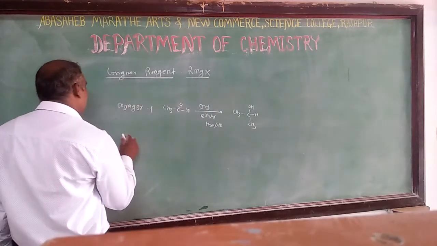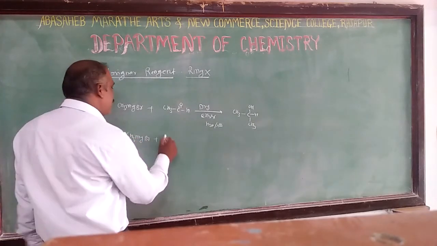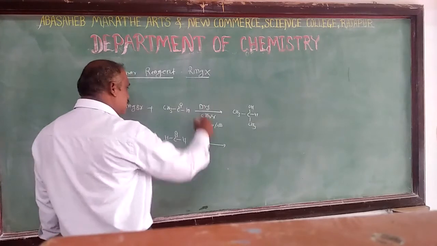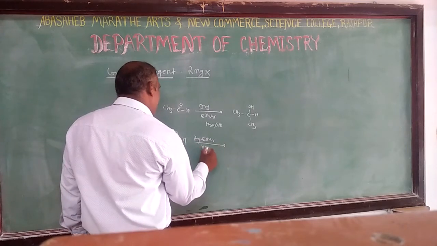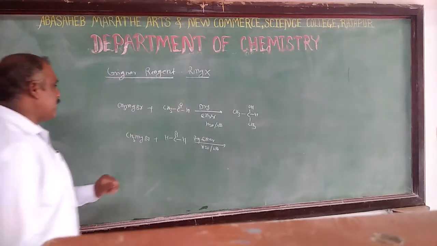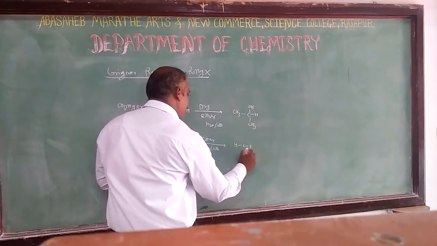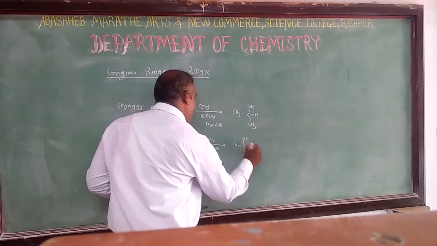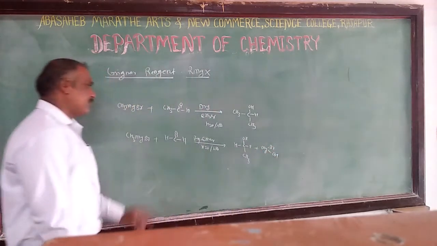Similarly, we can add this methyl magnesium bromide to formaldehyde, using the same reagents, dry ether and acid hydrolysis, and the product is a primary alcohol, CH3CH2OH, plus MgBr and OH as a byproduct.